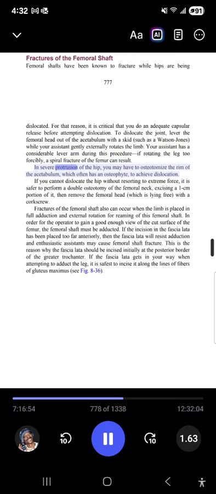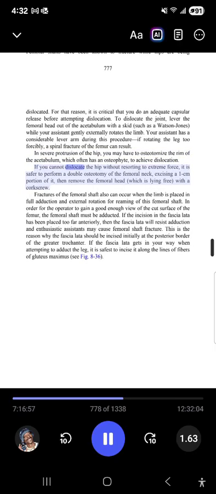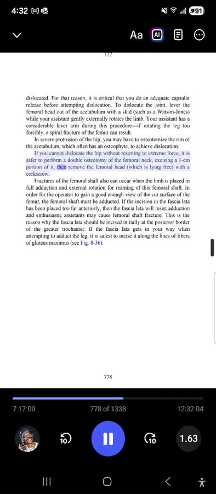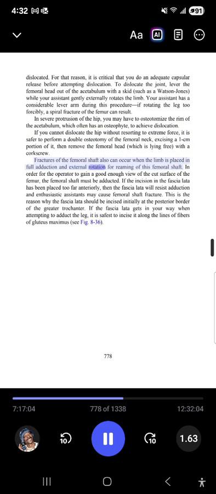In severe protrusio of the hip, you may have to osteotomize the rim of the acetabulum, which often has an osteophyte, to achieve dislocation. If you cannot dislocate the hip without resorting to extreme force, it is safer to perform a double osteotomy of the femoral neck, excising a 1 cm portion of it, then remove the femoral head, which is lying free, with a corkscrew. Fractures of the femoral shaft also can occur when the limb is placed in full adduction and external rotation for reaming of the femoral shaft.